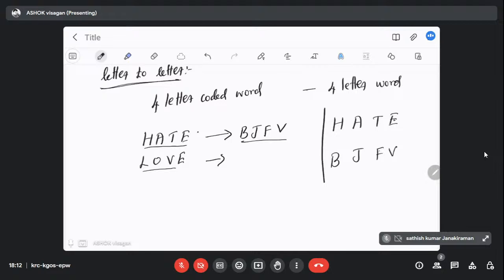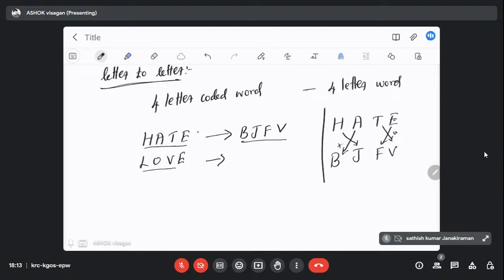If you do not know the patterns, try to connect the letter with the nearest letter. For example, in the coded word we are having B. In the given word we are having A. That means A is connected directly with B. If you see E, E is also connected with F in the same way. So H and J, what is the connection? H, I, J. And if you see T, T, U, V. So what is the connection?